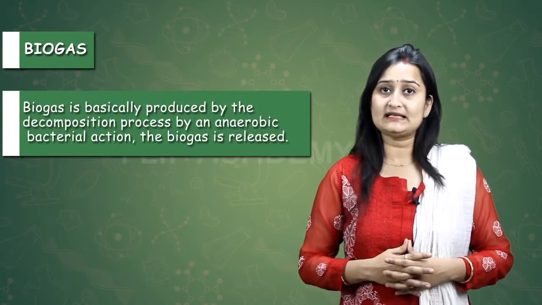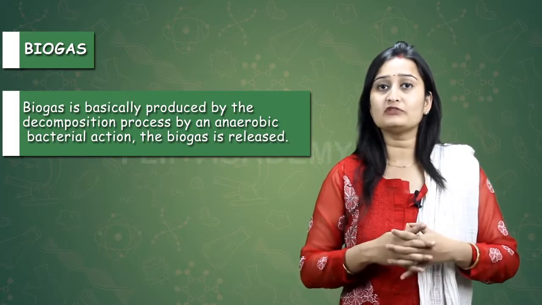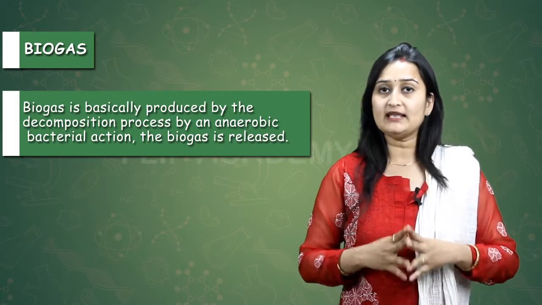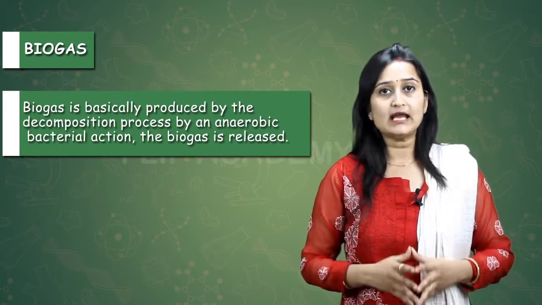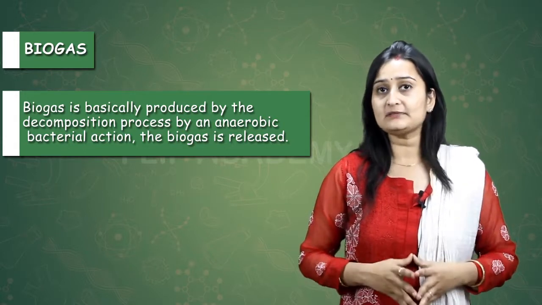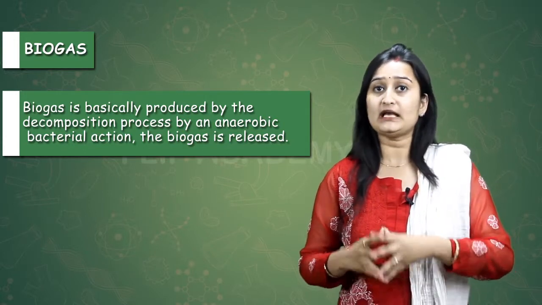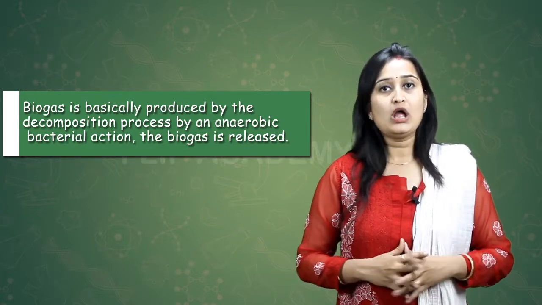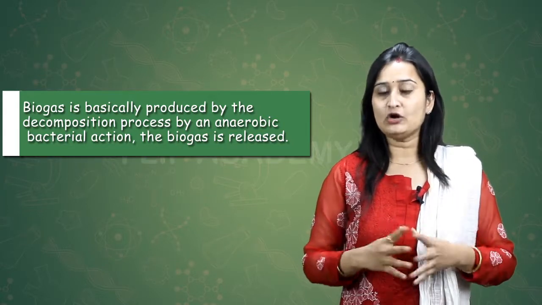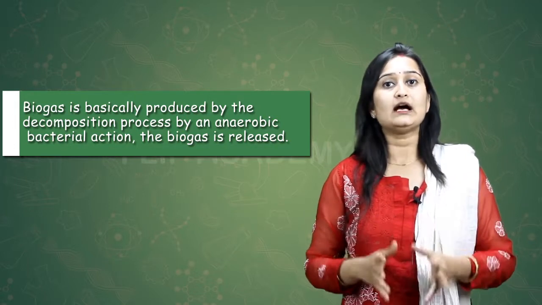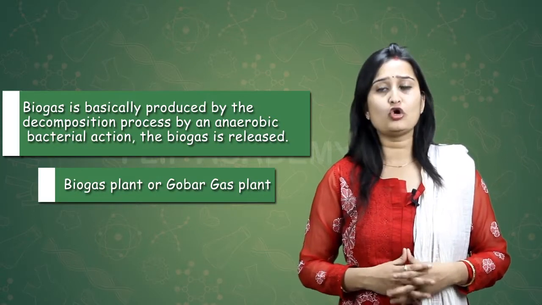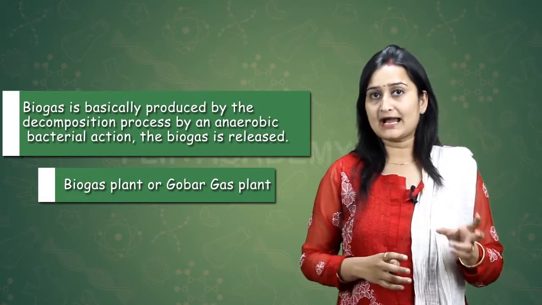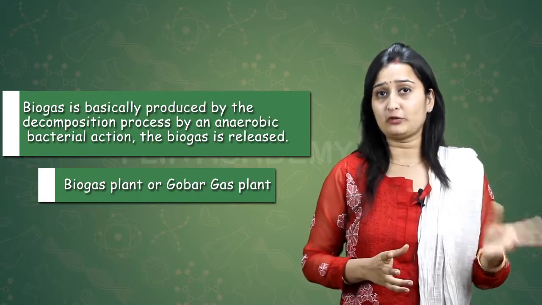This biogas is basically produced by the decomposition of the organic matter of cow dung. When the cow dung is decomposed by anaerobic bacterial action, then the biogas is released. This biogas acts as a very important and very good source of energy. Now, how is this biogas generated? The biogas is basically generated by the plant which is called the biogas plant. This biogas plant is also called the gobar gas plant because the biogas mainly comes from the cow dung or from the cattle dung. That's why the biogas is also called the gobar gas.